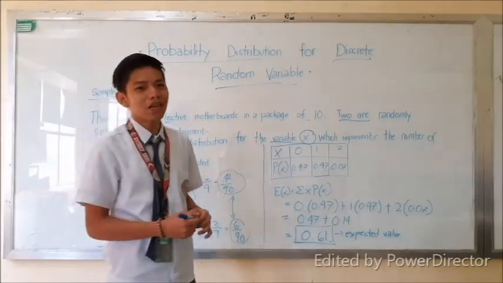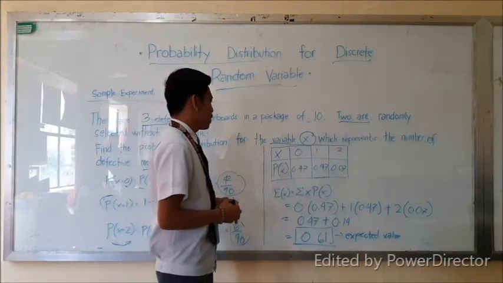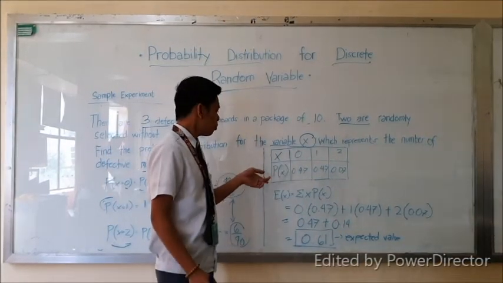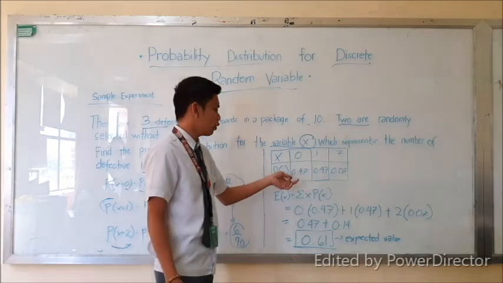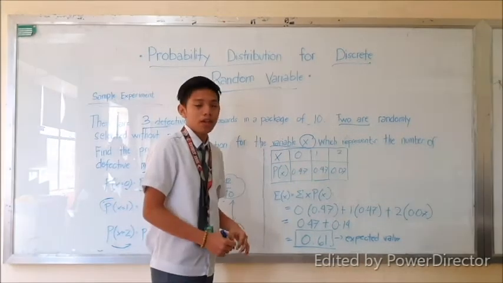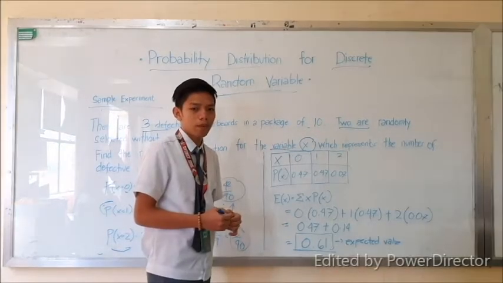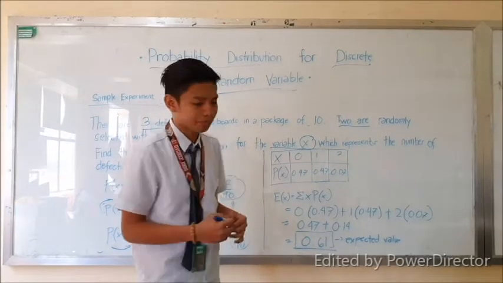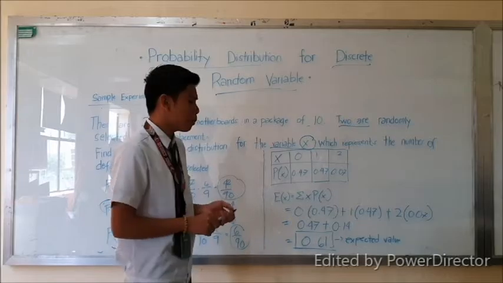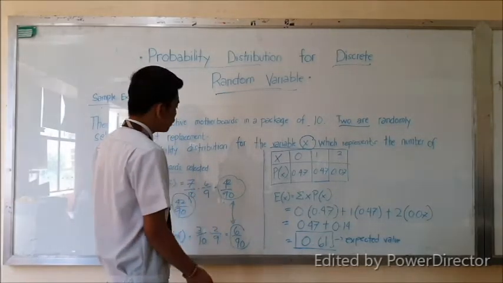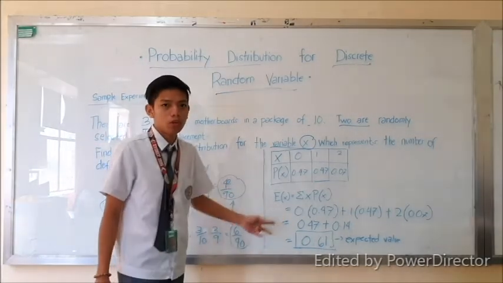Now, to put it in the table, if our x is 0, 1, and 2, our probability of x equals 0 was 0.47, 1 is 0.47 also, and 2 is 0.07. Now, we can also get the expected value of the given sample by using this formula.